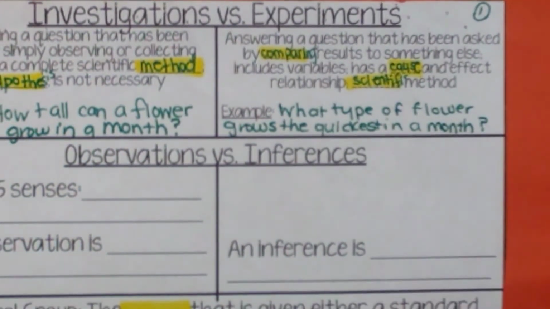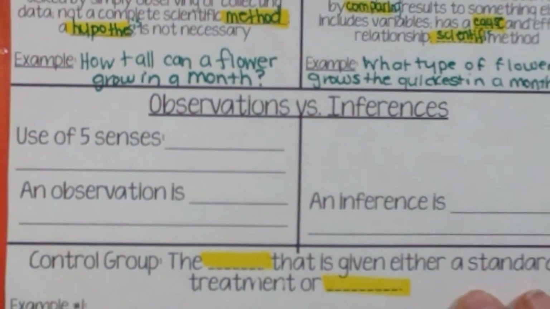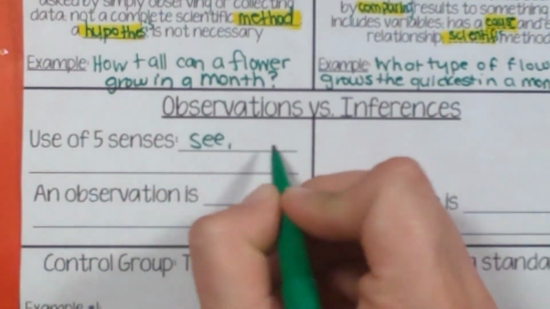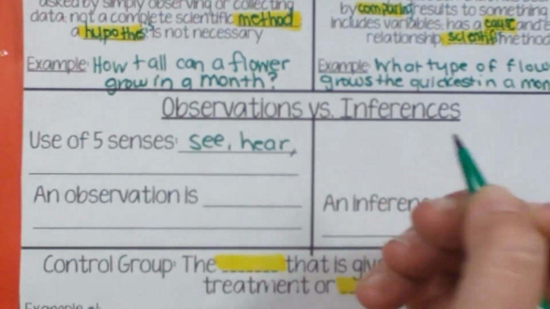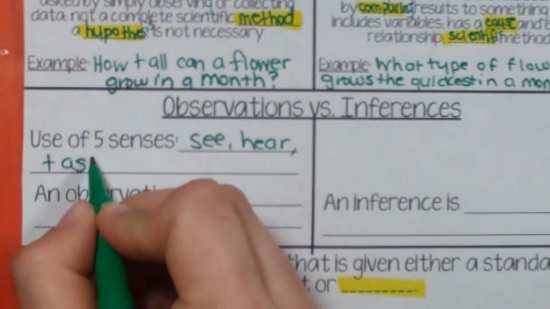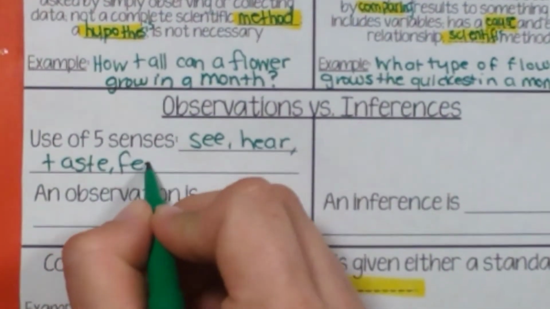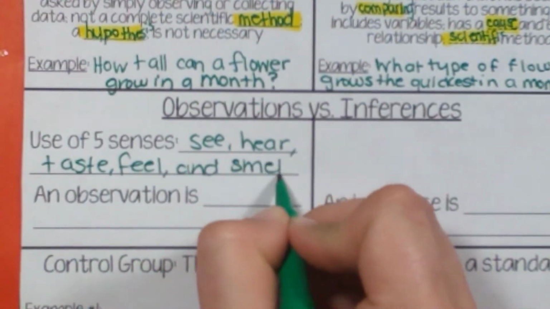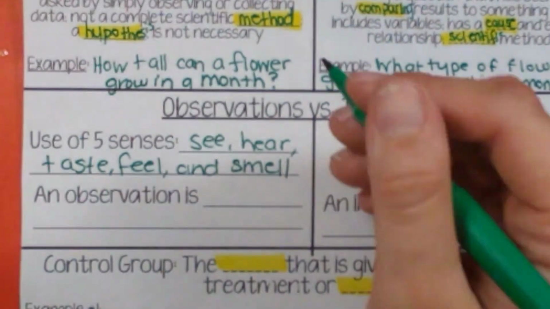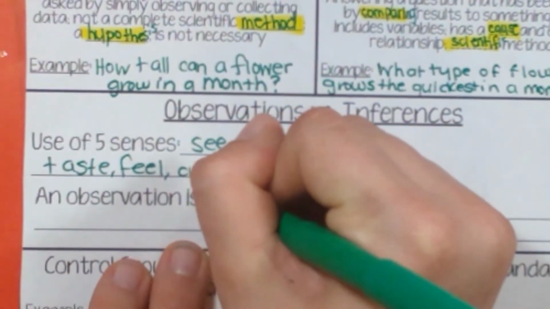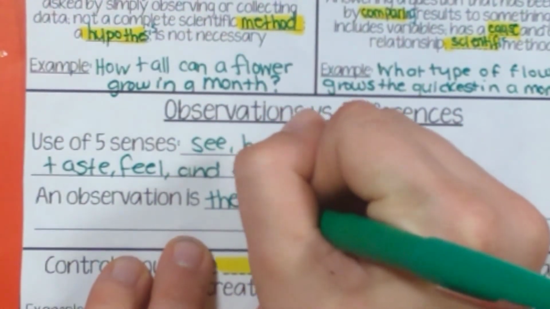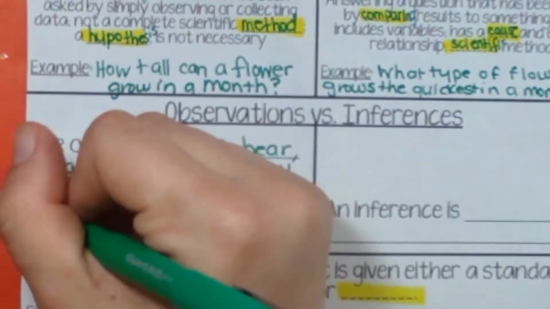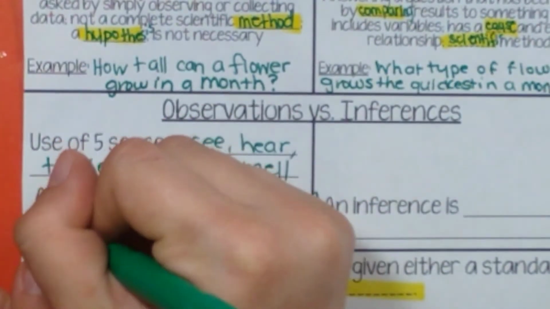Now let's talk about observations and inferences. Observations are using your 5 senses, like to see, hear, taste, feel, and smell. An observation is the gathering of information using our 5 senses.